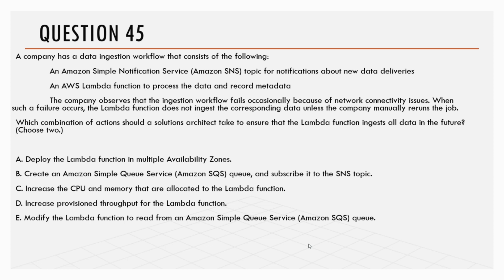A, deploy the Lambda function in multiple availability zones. B, create an Amazon Simple Queue Service queue and subscribe it to the SNS topic. C, increase the CPU and memory that are allocated to the Lambda function. D, increase provisioned throughput for the Lambda function. E, modify the Lambda function to read from an Amazon SQS queue. And the correct options are B and E, which is create an SQS queue and subscribe it to the SNS topic. And E is modify the Lambda function to read from an Amazon SQS queue.